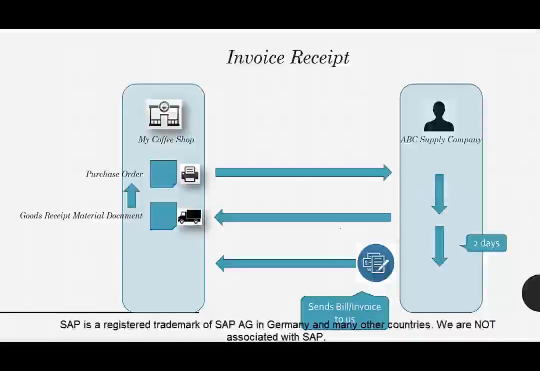We have seen two transactions in the previous two sets of videos. The first one was to create a purchase order. The second one was to receive the goods against that purchase order.